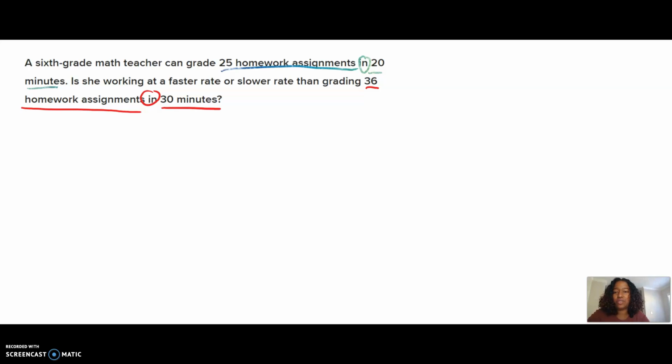Hey, good morning. I'm just going to go over the exit ticket just so we are clear on how to do the exit ticket. I already started by underlining the two ratios that we're comparing.